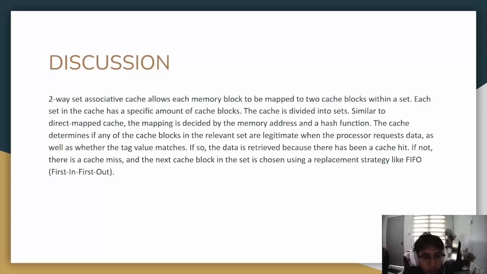The cache determines if any of the cache blocks in the relevant set are legitimate when the processor requests data, as well as whether the tag value matches. If so, the data is retrieved because there has been a cache hit. If not, there is a cache miss, and the next cache block in the set is chosen using a replacement strategy like FIFO, first in, first out.